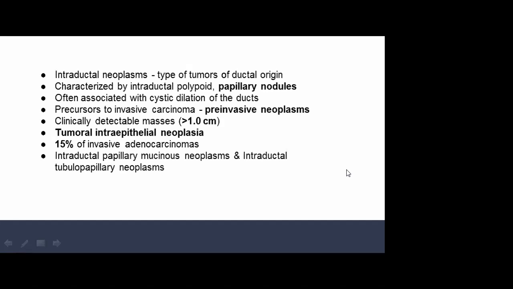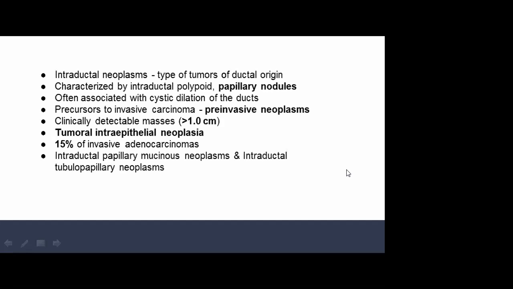And there are two main types of intraductal neoplasms. One is intraductal papillary mucinous neoplasms, and the other one is intraductal tubulopapillary neoplasms. The main difference of tubulopapillary from that of papillary mucinous neoplasms is the absence or very minimal mucin secretion and the characteristic tubular architecture on microscopic examination.